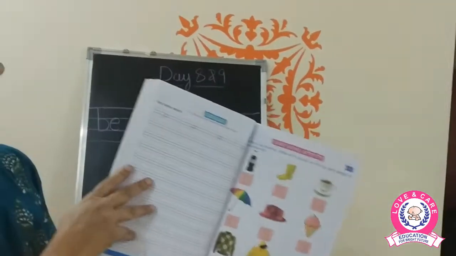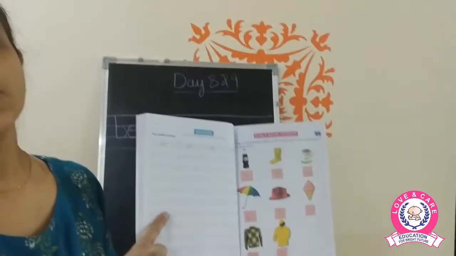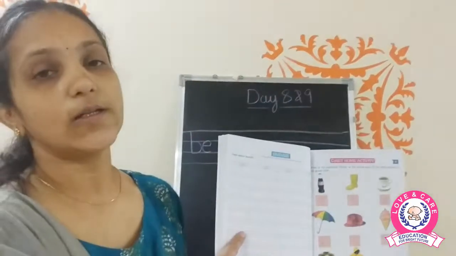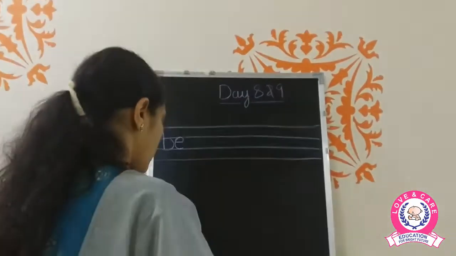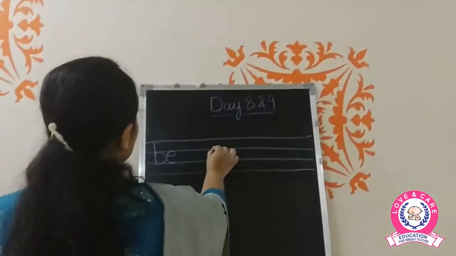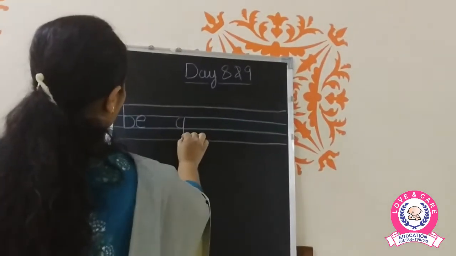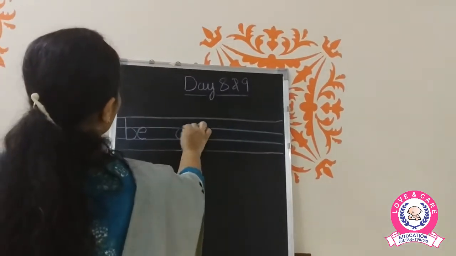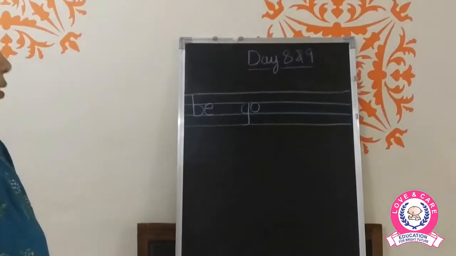Now moving on to another page, you have another new word, that is go. So how will we write go? It is G-O, go. G-O, go.